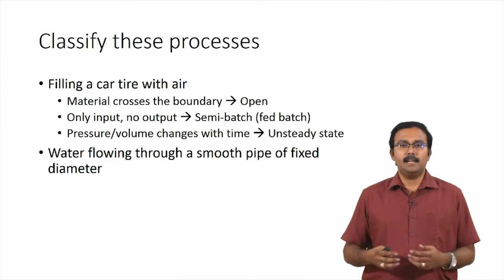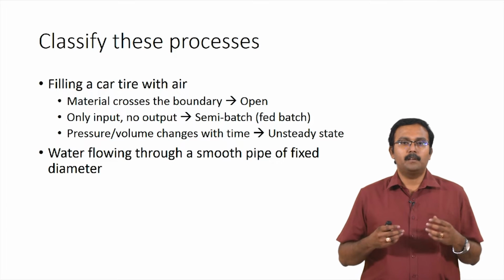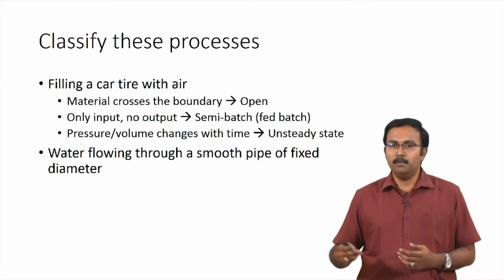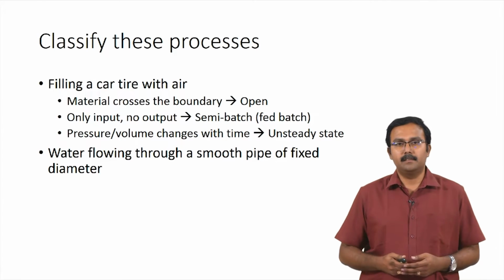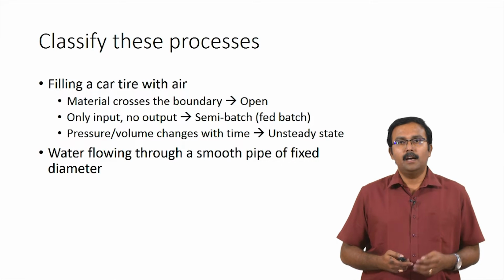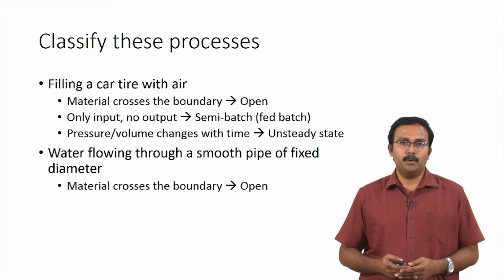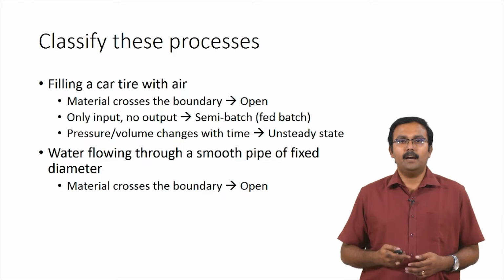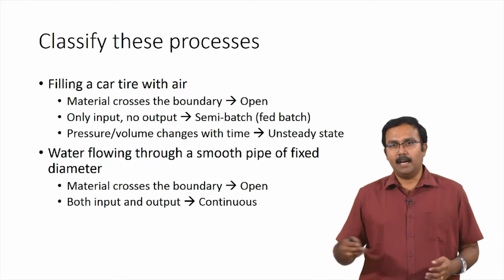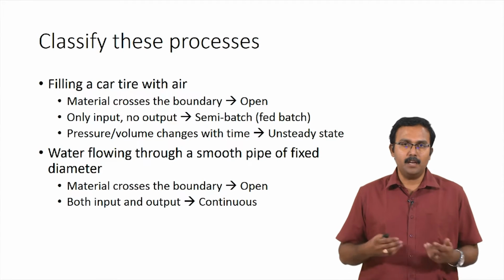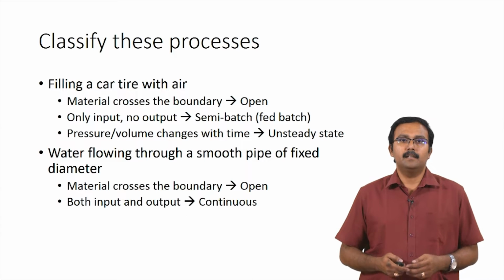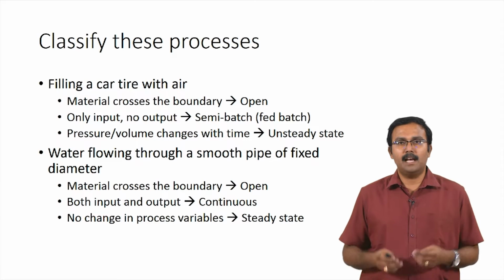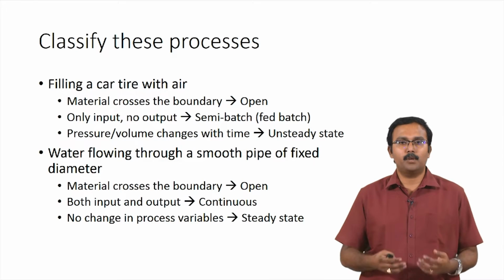Let us look at a second example problem where you have water flowing through a smooth pipe of a fixed diameter. Here again material is crossing the system boundary. So, the system is an open process. You have both an input and an output, which means it is a continuous process, and this is a steady state process as there are no changes to the process variables.